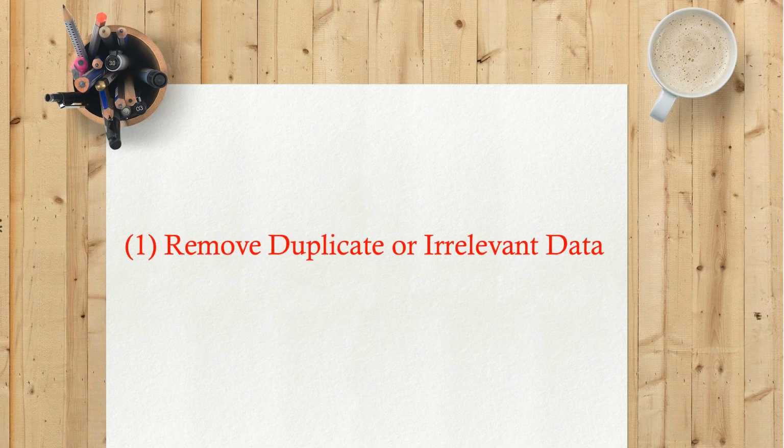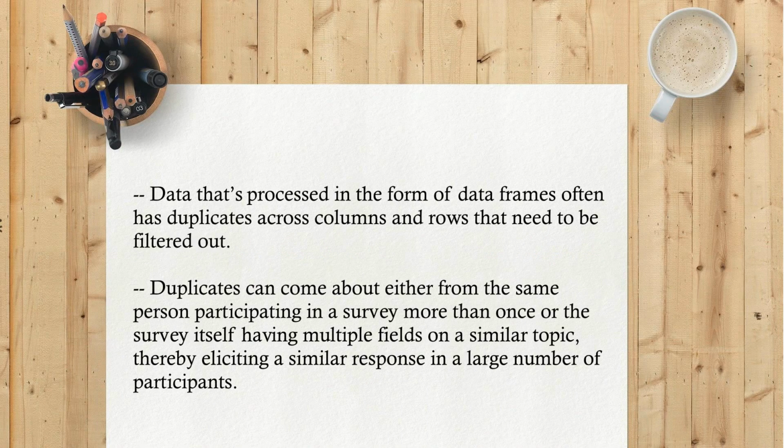1. Remove duplicate or irrelevant data. Data that's processed in the form of data frames often has duplicates across columns and rows that need to be filtered out. Duplicates can come about either from the same person participating in a survey more than once, or the survey itself having multiple fields on a similar topic, thereby eliciting a similar response in a large number of participants.